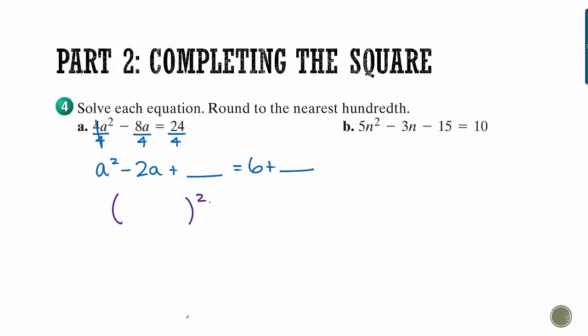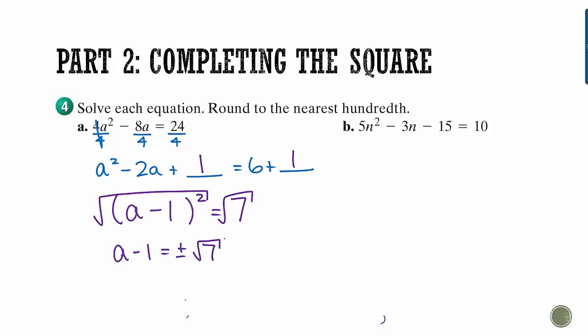We want to turn this into a perfect square. So you take that number, -2, and you cut it in half, and then you square it. Whatever you do to one side, you got to do to the other. So now this, we can take the square root of. So we end up with a minus 1 equals plus or minus the square root of 7. And then, because this is a square root that we can't simplify, we're going to leave it for right now. We're going to add 1 to both sides. So a is 1 plus or minus the square root of 7.